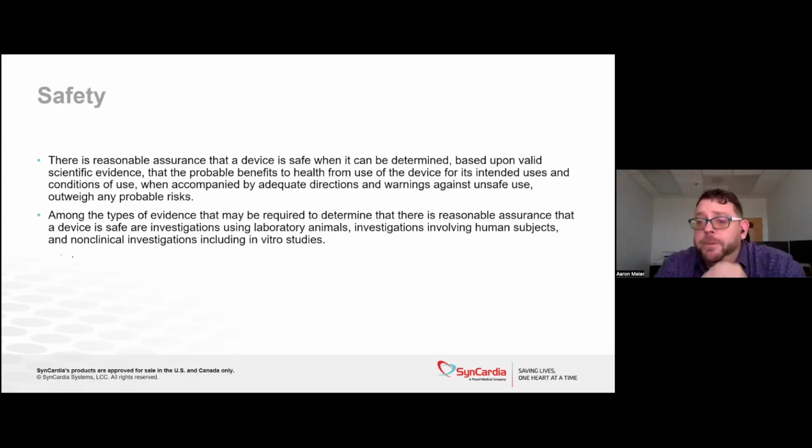So what exactly do we mean when we say safety? And again, it's a reasonable assurance that the device is safe when used for its intended purpose with intended audience in its intended use environment. And that the benefits of the device outweigh any remaining risk. This can really be established through things like animal studies, human subjects, right? The clinical trial, and in some cases in vitro studies if you have less risk device.